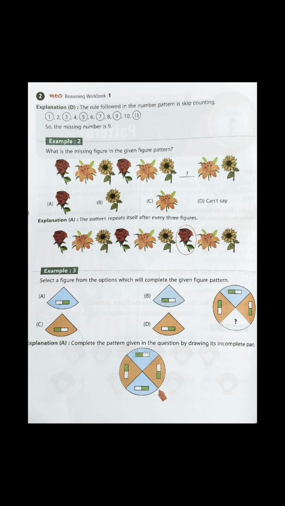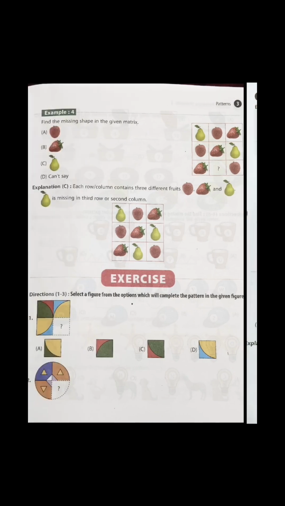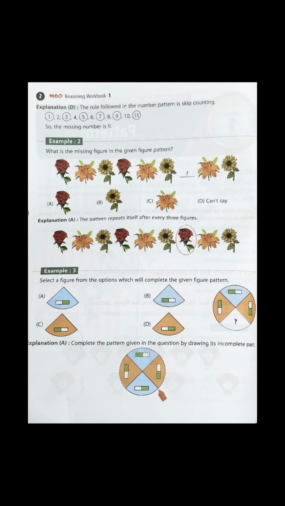Explanation D. The rule followed in the number pattern is skip counting, as I told you. So here 1 is there, 2 is not there. It's the same method that I used. Now let's go to example 2. What is the missing figure in the given figure pattern?